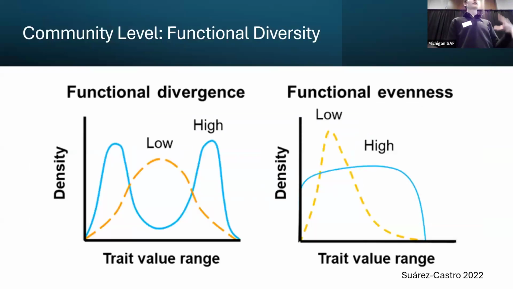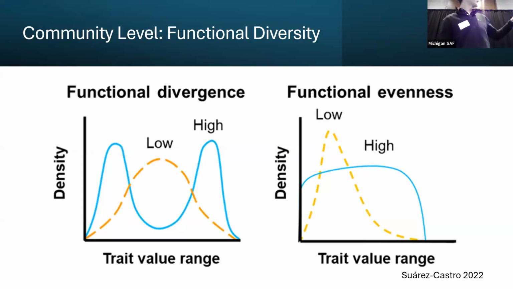So we can take these functional traits and get functional diversity. That is basically how different in character the species within a community are from one another. We have two functional diversity metrics here, functional divergence and functional evenness. Functional divergence is how different the average trait values are from each other within a stand.